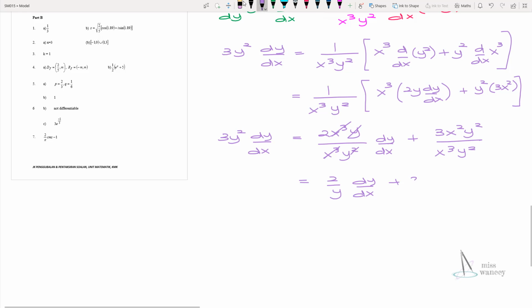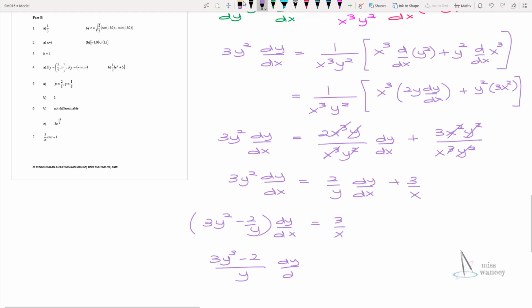Okay, so this is 3, and then cancel, cancel, cancel, cancel. So 3 over x. So this is 3y square dy over dx. Bring it to the left hand side. So I got 3y square minus 2 over y dy over dx, and this is 3 over x. So make the denominators the same here. So 3y cube minus 2 over y dy over dx equal to 3 over x.